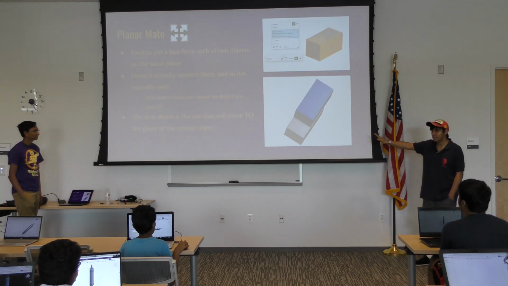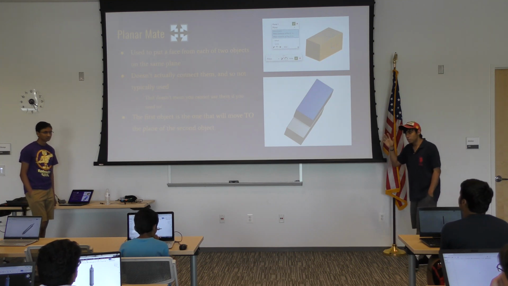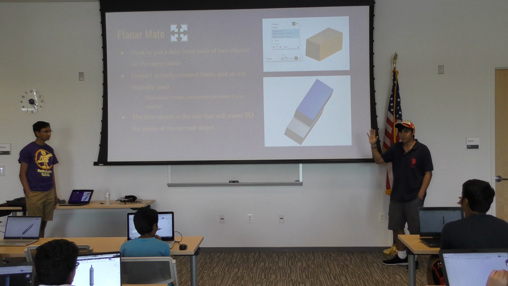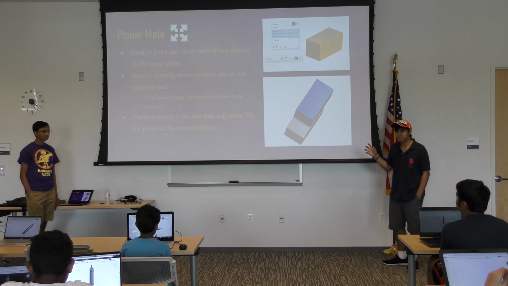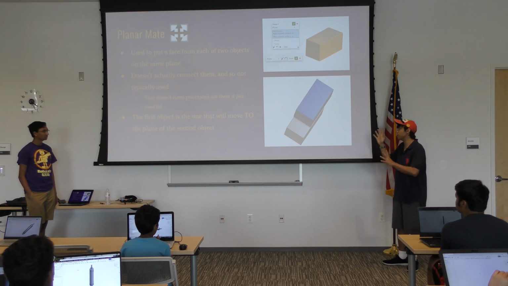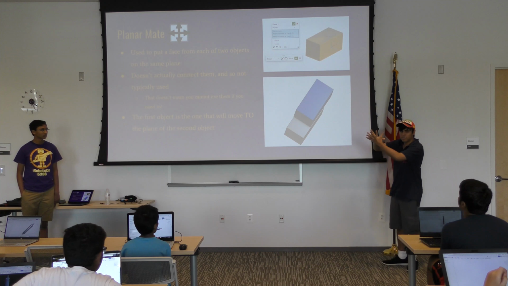Next is the planar mate. This one's really easy. I don't think we need to talk too much about this. If you have two objects and you want a face of each to be on the same plane, it doesn't actually constrain the objects to each other, but it constrains their movement. In this case, I just selected the face of two objects, and it'll bring them together. You guys might have seen this already.